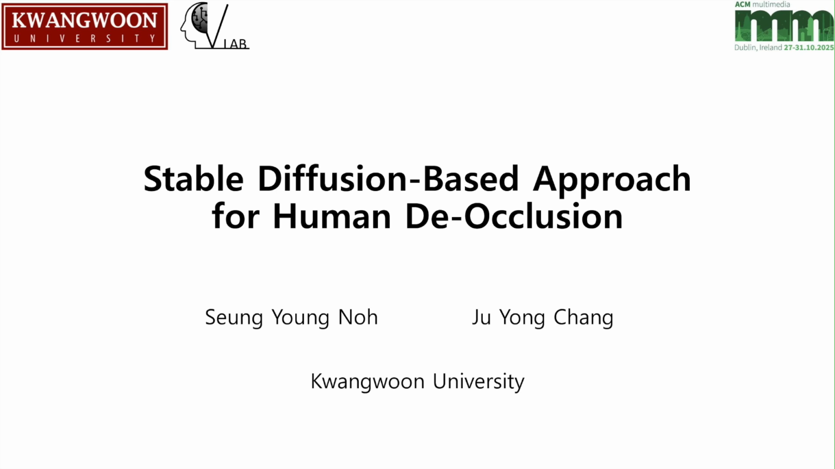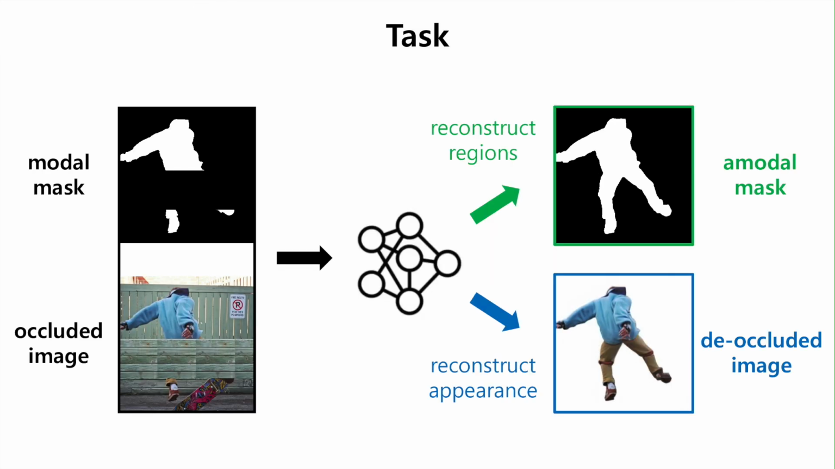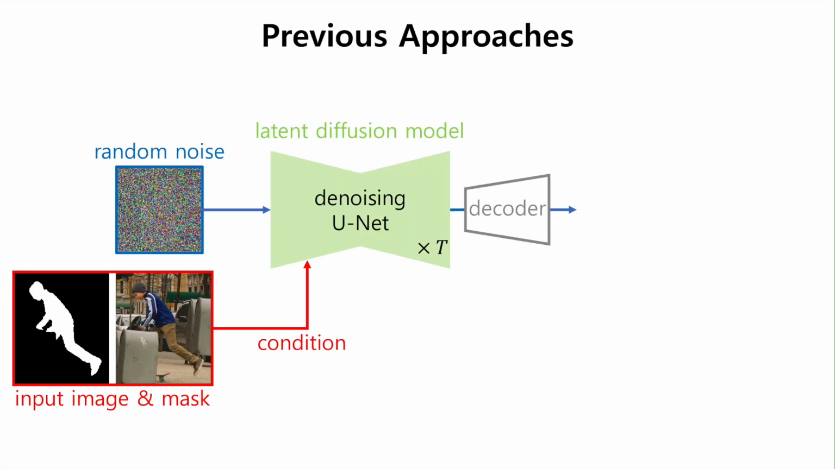We present a stable diffusion-based approach for human de-occlusion from a single RGB image and its modal mask. Our goal is to reconstruct occluded regions and their appearance, and to output an amodal mask and a de-occluded image. Previous diffusion-based de-occlusion methods struggle with two issues.